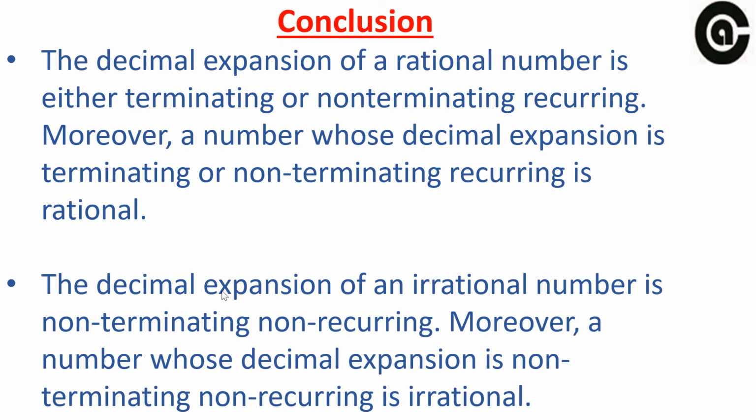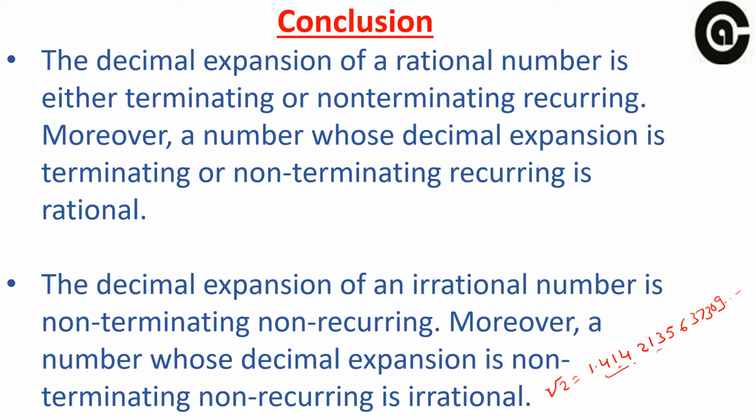And in the second case, the decimal expansion of an irrational number is non-terminating and it will be non-recurring. So if we write an example of an irrational number, we have root 2. Root 2 is an irrational number whose decimal expansion is given by 1.41421356237309 and so on. The numbers are being repeated but they are not in a systematic form.